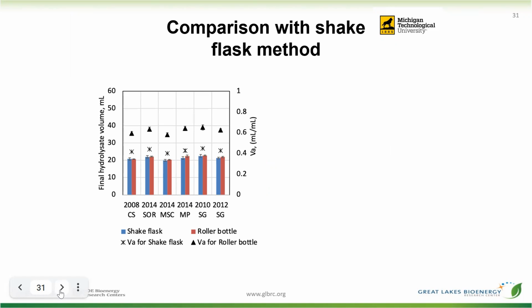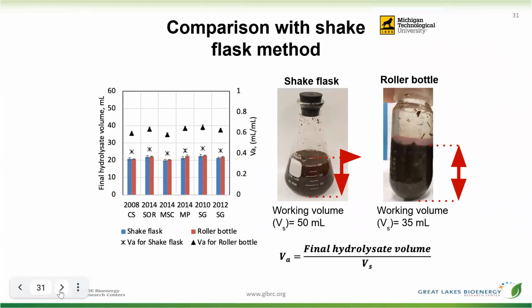The biggest difference we found was hydrolysate volume. The roller bottle method had higher hydrolysate volumes compared to the shake flask method. The liquefaction was better, which can be explained by comparing the hydrolysate volume with the initial working volume of the experiment. For the shake flask, the working volume was 50 ml, whereas for the roller bottle, the working volume was 35 ml. Based on the hydrolysate volumes, we can infer that the liquefaction in the roller bottle method was 40 to 50% higher than the shake flask method.